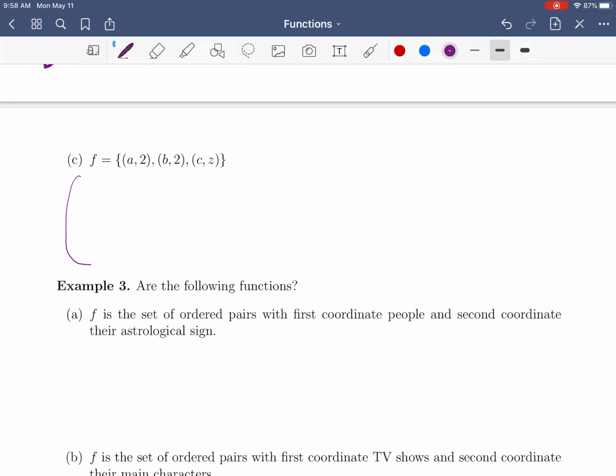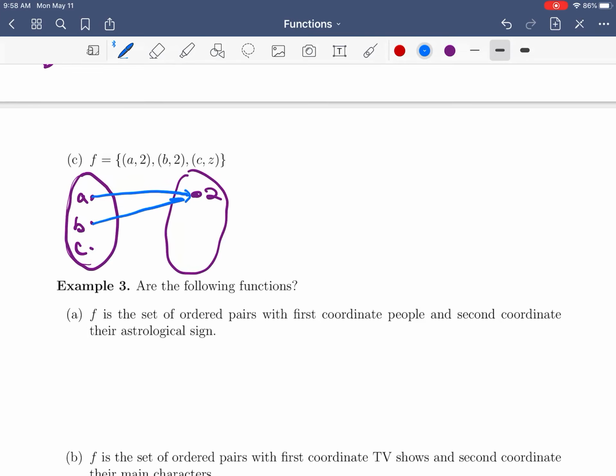Okay, so oops, I'm in my smaller pen. So again, we have our D. We're going to have some set over here. So it looks like A gets sent to a number 2. B also gets sent to number 2. And C goes to some point Z.